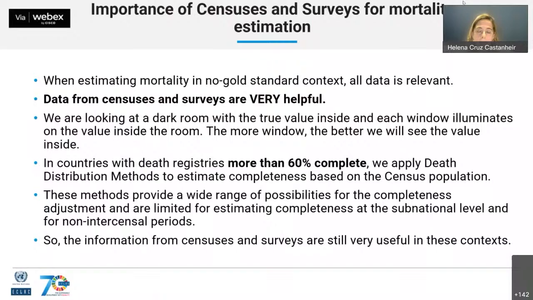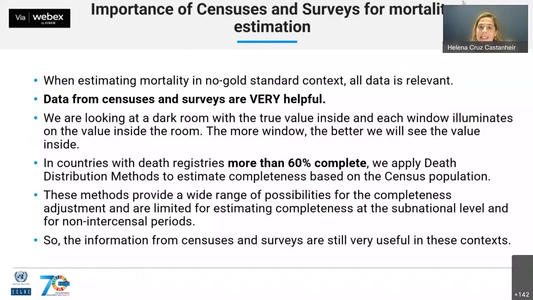So why is it important to have the census? They are very, very helpful. Even if the completeness is more than 60% in the countries, we can estimate it with distribution methods, right? But still they give us a big range of possibilities. At the subnational level, we have some challenges because of internal migration, and also when it's not an intercensal period, measuring this completeness is also a big challenge.